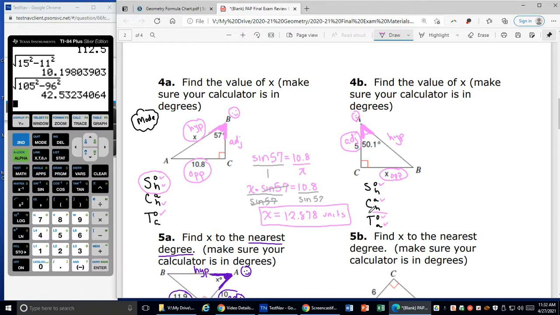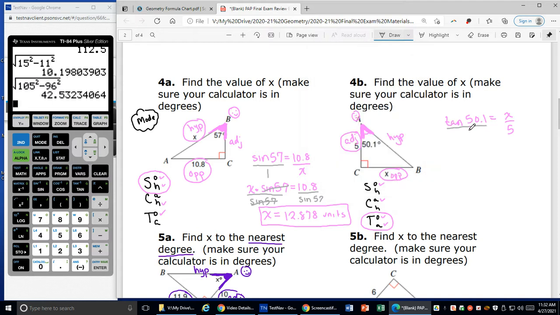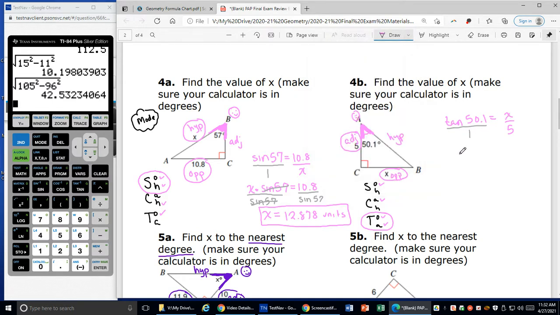So this time I'm going to use not sine like last time, but tangent. Tangent of the angle is 50.1 equals opposite over adjacent, x over 5. And then I can see over here, the next thing I did was cross multiply. Put this side over 1 so that I can cross multiply, and I'm going to get x times 1 equals 5 times the tangent of 50.1.